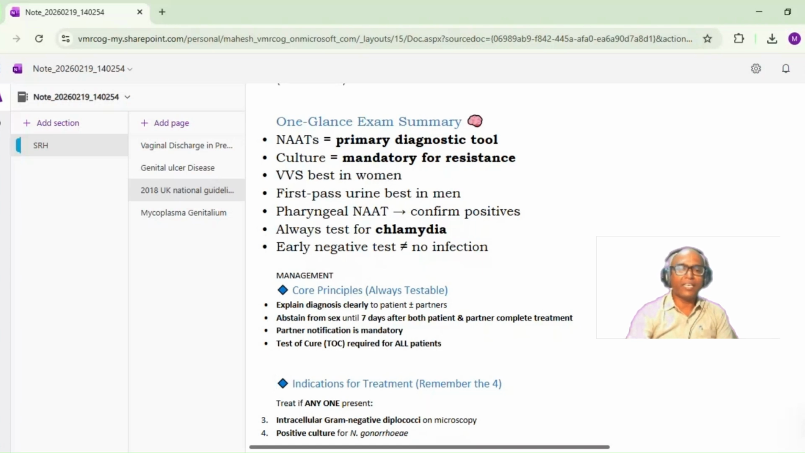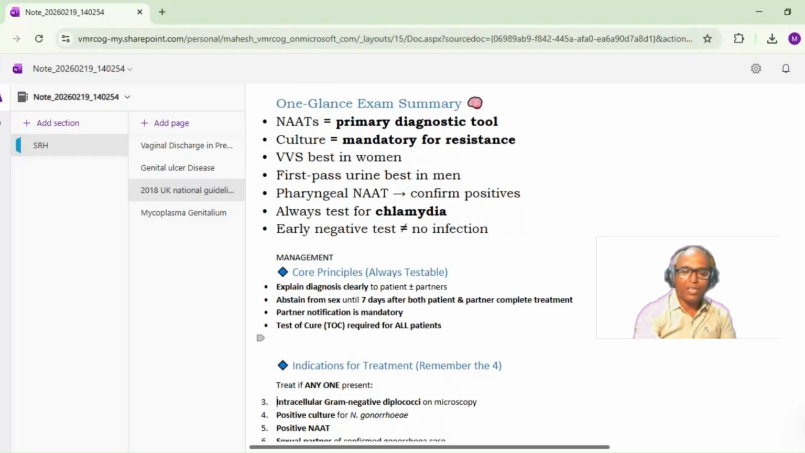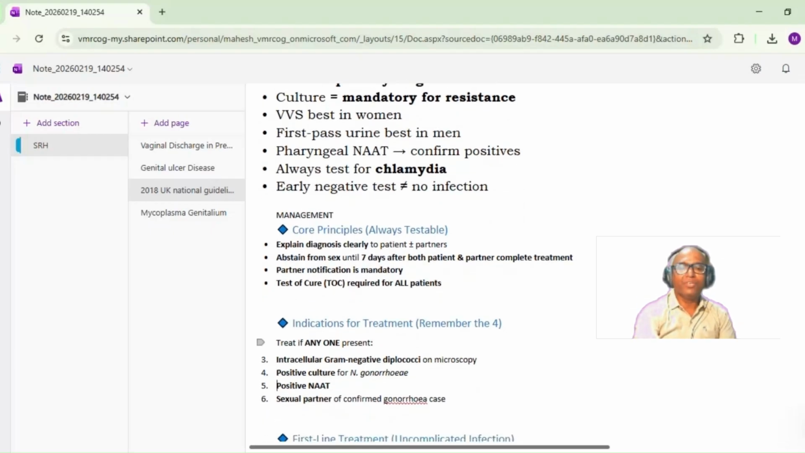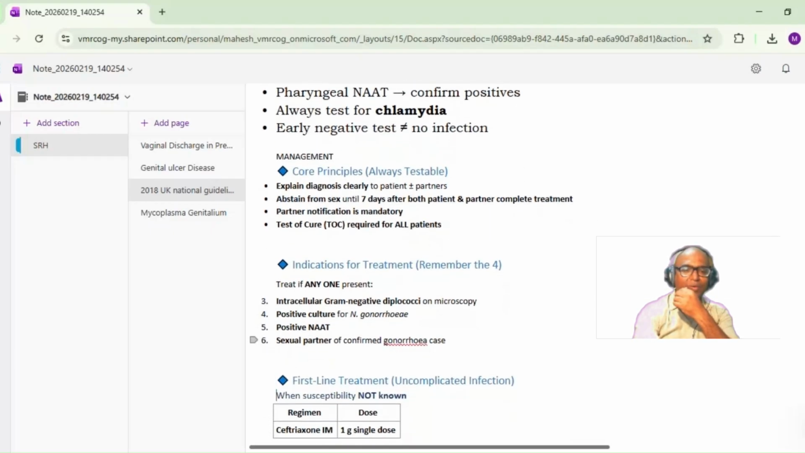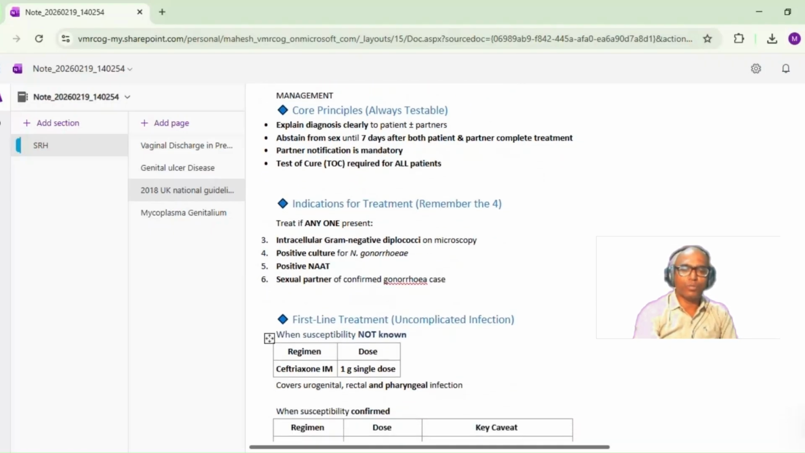Okay. So indications for the treatment: if there are intracellular gram-negative diplococci on microscopy, or if there is a positive culture or positive NAAT, so if any of these tests is positive, you will go ahead with the treatment. Okay. And the sexual partner of the confirmed gonorrhea case is also to be treated. That is the indication for the treatment.